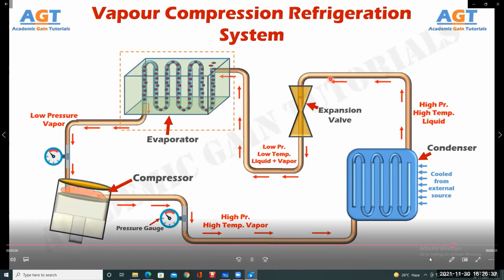Then it is passed to the expansion valve, the evaporator and again to the compressor, so the cycle keeps repeating over and over again, and refrigeration or cooling is obtained continuously in the evaporator region throughout the whole process. So, this is how vapor compression refrigeration system works.